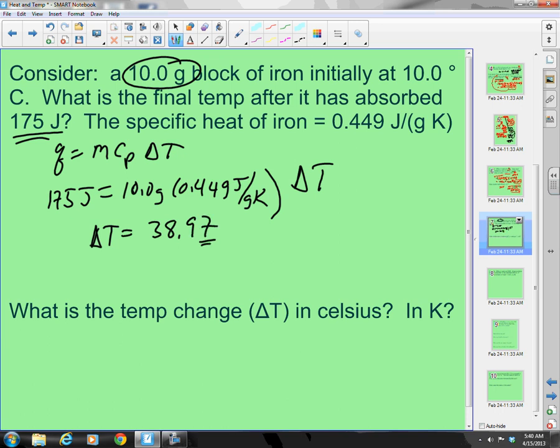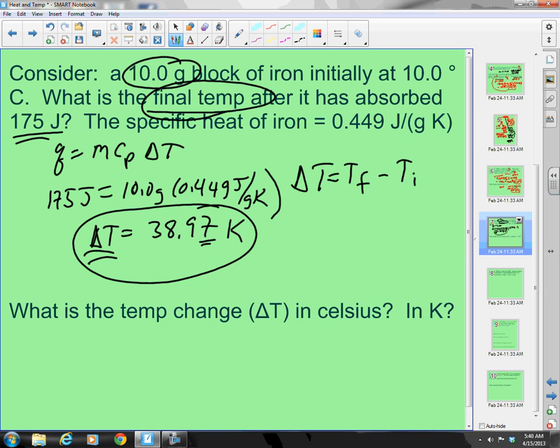That is my delta T, but I don't want delta T. It says, what is the final temp? Okay, and delta T is equal to what? T final minus T initial. This is my delta T. And since, what do we have here? Is it in Kelvin? It's in Celsius. Good. Remember, a delta T in Kelvin equals a delta T in Celsius. So this 38.97 equals 38.97 Celsius. Why? Because it is a delta T. Good. So now let's put this in. Substitute.